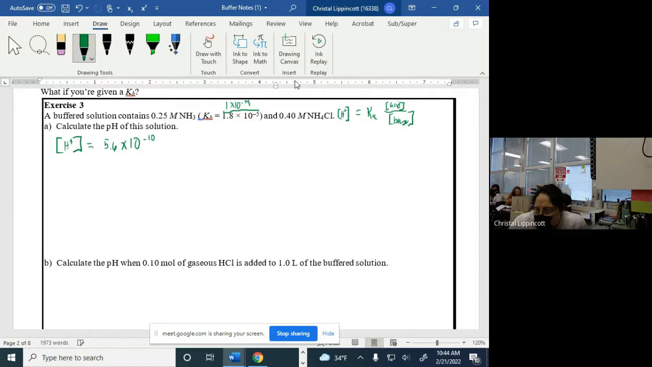Then I need to take my acid and my base. So I've got to figure out which one of these is my acid and which one is my base. What is this? That is a base, and this is my acid. Okay, good. So the molarity of my acid is here. This is my acid, so that's 0.40 divided by my base, which is 0.25.